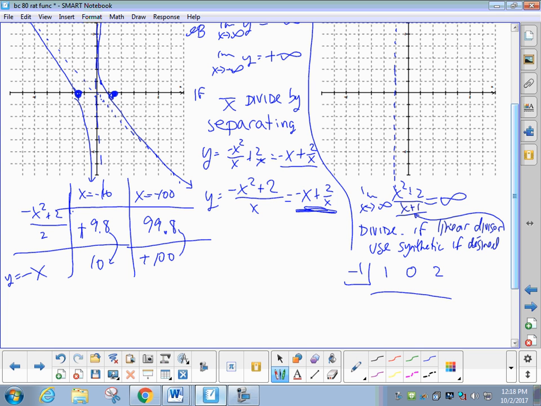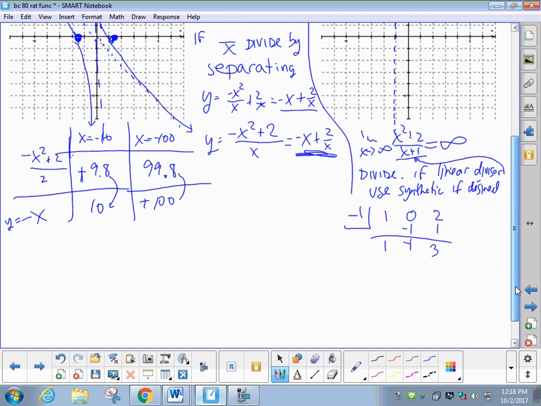Right. So when I divide, I bring down the first, multiply, and record it in the next column. Add. Multiply, record it in the next column. Add. Now that's the divided out form.